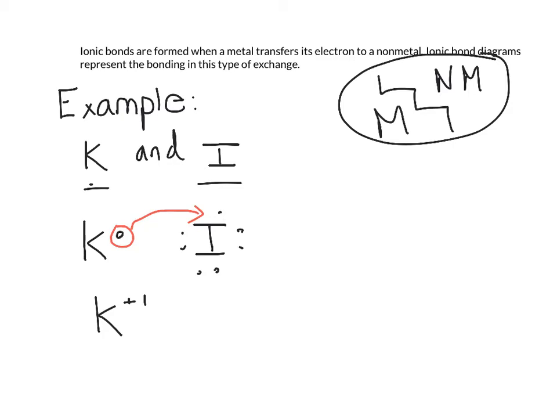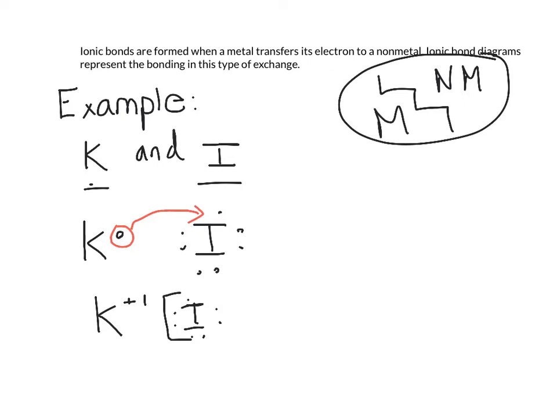And what I've just drawn there is my potassium ion. Notice I'm not putting any dots around it because it's already lost its valence electron. And then I'm also going to have my iodide ion over here. I'm going to put my dots all around my iodide ion, and I'm going to put it in a bracket to show that this is all together.